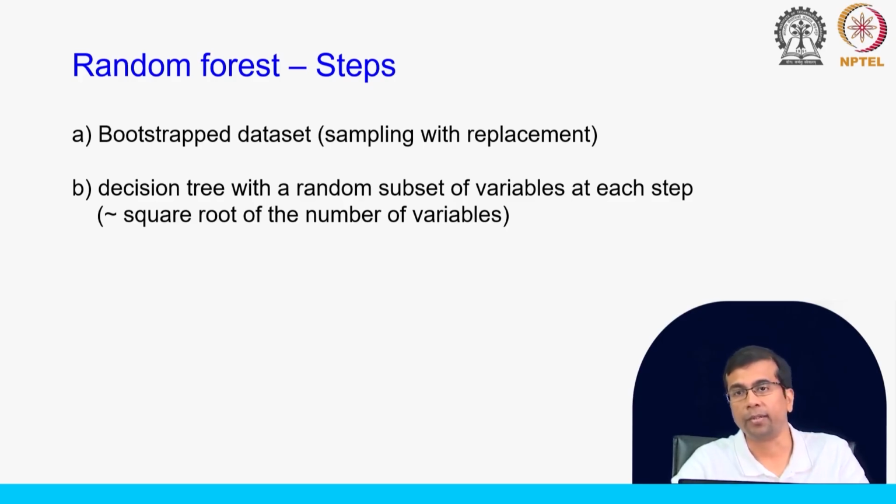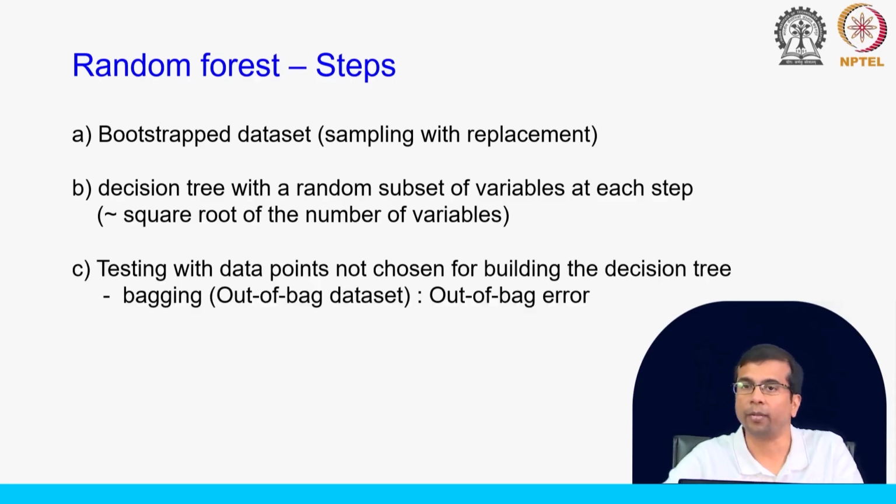When we build a tree and then test it, we can test with the data points that were not chosen for building the decision trees. In that way we already have training and testing data sets available to us, because not the full data set is used for building those trees. The data points that were not used for building the tree are used for testing the trees, and this is a process we call bagging, or the out-of-bag data set, and this gives rise to something called out-of-bag error, which tells us how well the random forest method is performing.